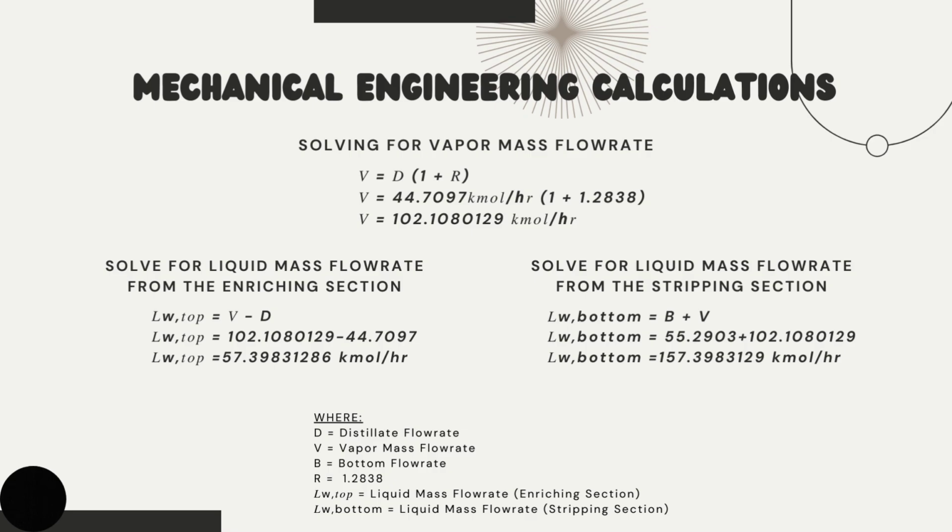After that, you can now solve for the liquid mass flow rate of the enriching section, which is LW top, equal to V minus D. So LW top is the liquid mass flow rate of the enriching section, and it is 57.39831286 kilomole per hour. And then for the stripping section, the liquid mass flow rate is the bottom flow rate plus the vapor mass flow rate. So our bottom liquid mass flow rate is equal to 157.40, or rather.